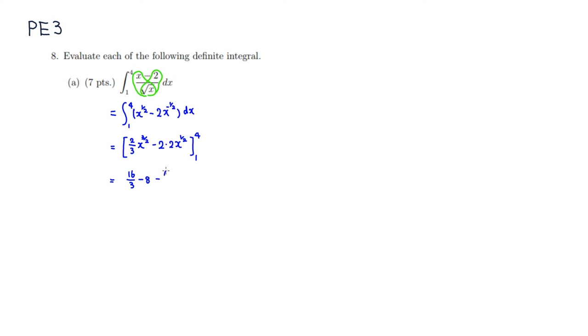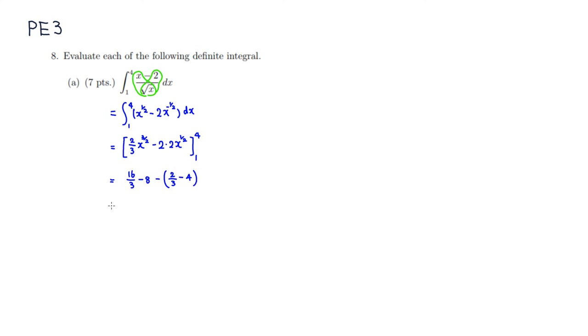Minus, then we plug in the bottom number. If you plug in 1, 1 to any power is 1, so it's just the 2/3. Then we have a minus 2 times 2 times 1, so minus 4.